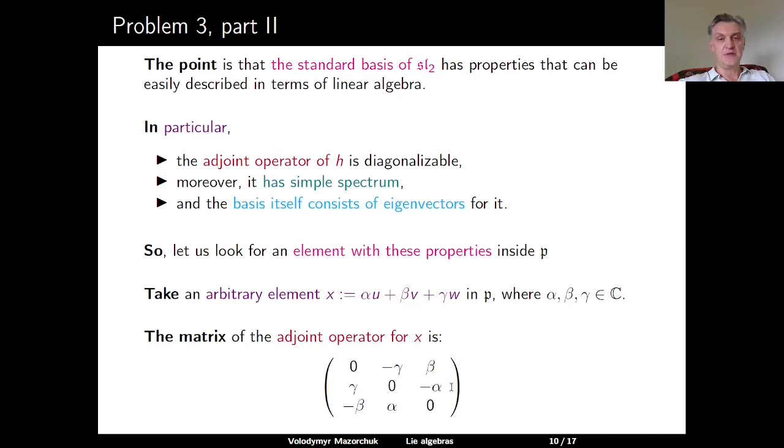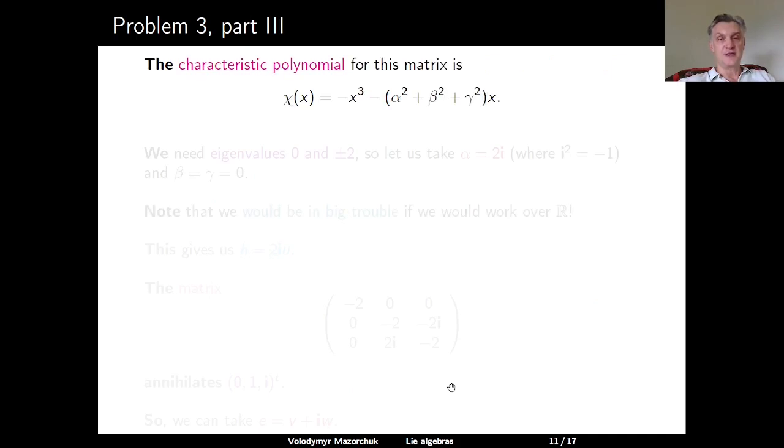So that's a matrix. We need to find out whether it is diagonalizable. So we compute the characteristic polynomial, which means that we subtract x times the identity matrix and take the determinant. And the determinant will be minus x to the power 3 minus x times the coefficient alpha squared plus beta squared plus gamma squared. So that's the characteristic polynomial. We want to find an element which has eigenvalues 0, 2, and minus 2. That's exactly the eigenvalues of H.